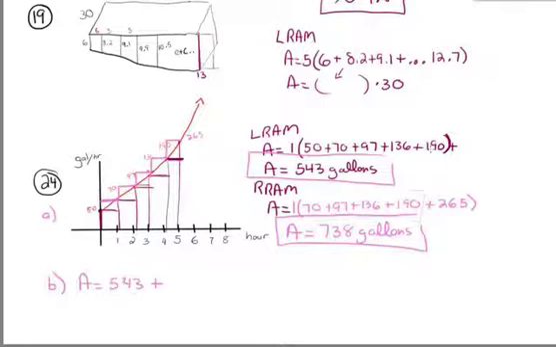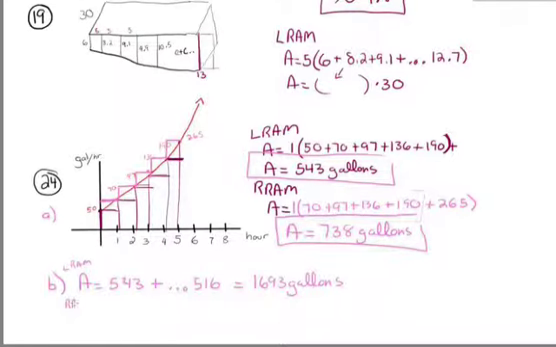Alright, so that's 1,693. So let's just say plus the rest. Actually, let's not be quite that informal. Let's say plus dot dot dot 516. Okay, so add the rest of them up. And that total was 1,693 gallons. And then again, that's using LRAM.